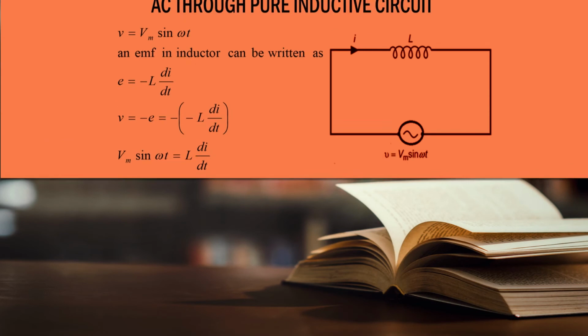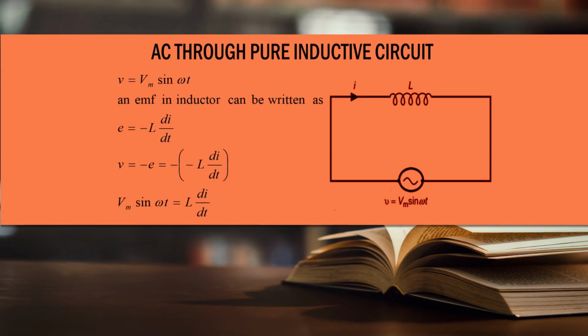Now we have to see the alternating current through a pure inductive circuit. What will be the behavior when a pure inductor is connected across voltage V equal to Vm sin omega t? When you connect voltage across a pure inductor, there will be an induced voltage E, which can be written as E equal to minus L di over dt. This induced EMF is equal and opposite to the applied voltage, so the applied voltage V can be written as equal to minus E.